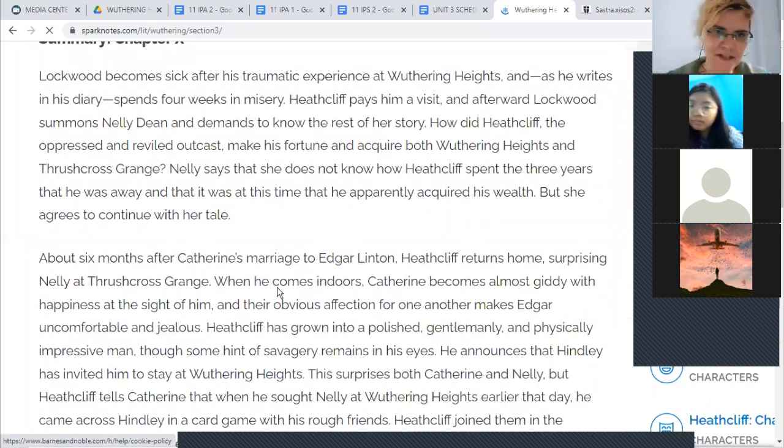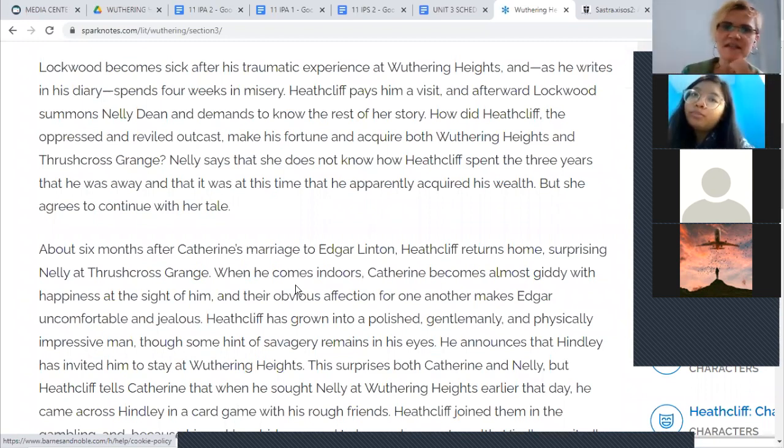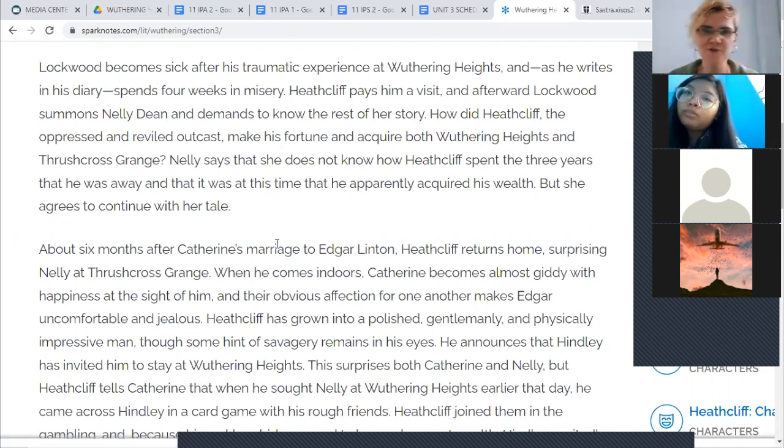Now, in chapter 10, we can see Lockwood, the man who came to rent Thrushcross Grange, and he wants to write about things. He hears the story about what happened in the past between Wuthering Heights and Thrushcross Grange. He is sick, and he writes in his diary that he spends 4 weeks in misery. Heathcliff pays him a visit, and afterward, Lockwood wants Nellie to tell him the story, and so she does.